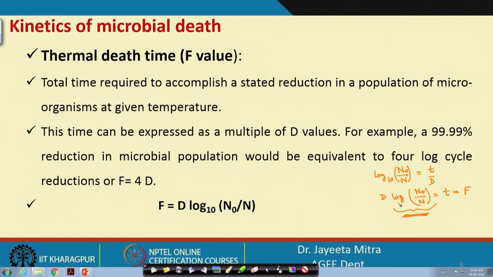And this number of log cycle reductions is also called the sterilization value, and sometimes it is expressed as S. So, D into S, that is the F value or the total process time.